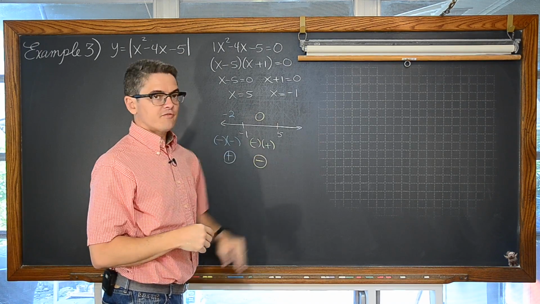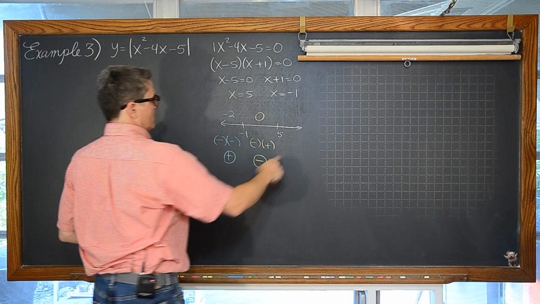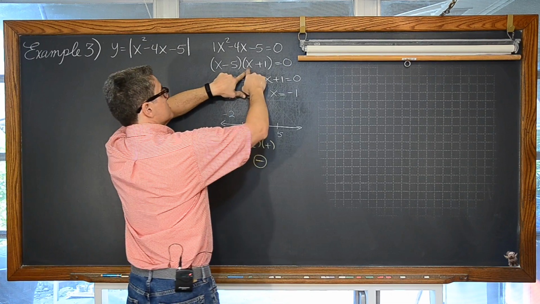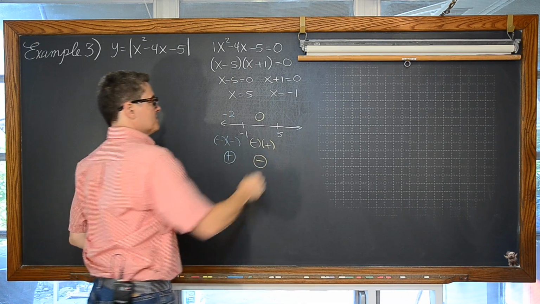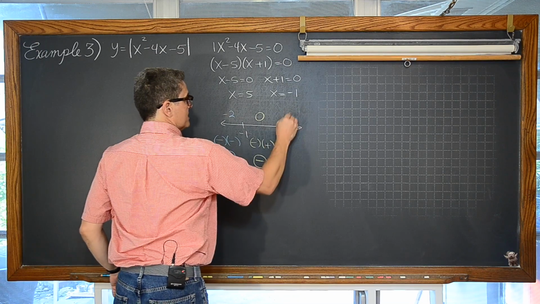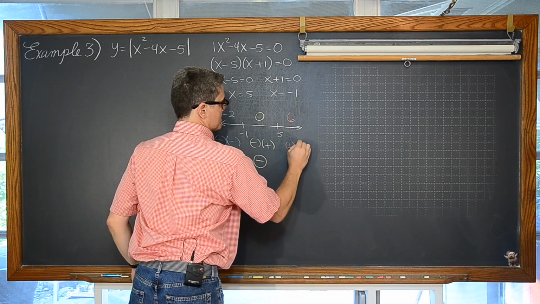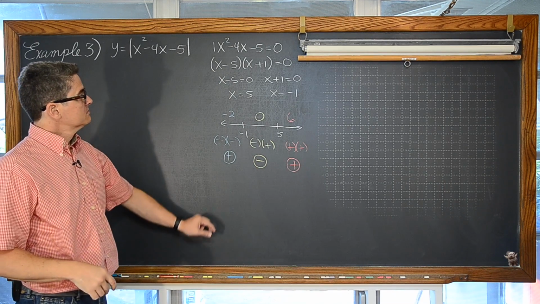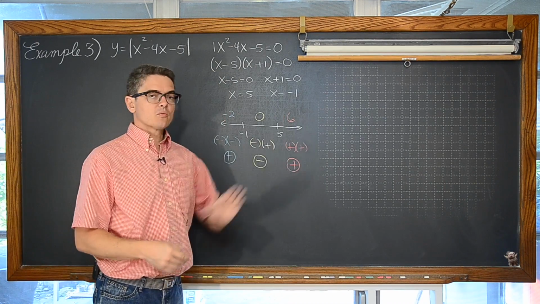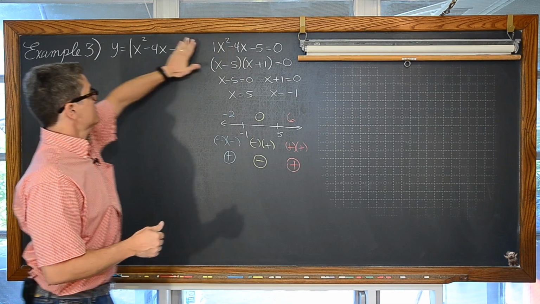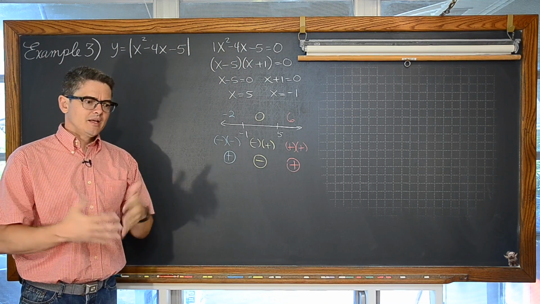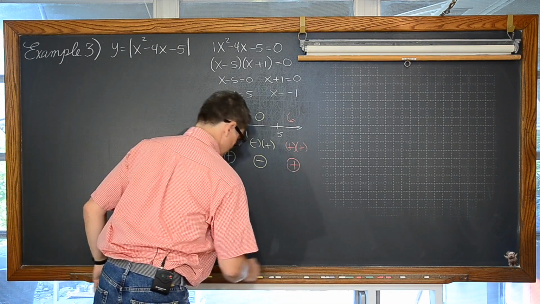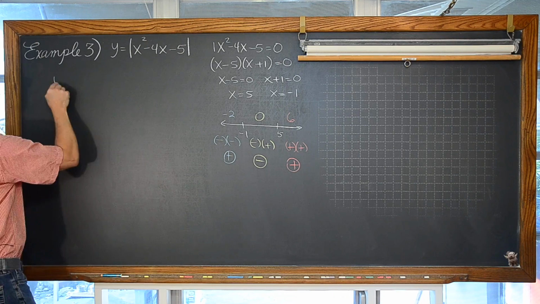Now to the other side of 5, we have, well, let's say 6. 6 minus 5 is 1, or positive. 6 plus 1 is also positive. So testing that 6, we have a positive times a positive. So for x values to the right or greater than 5, we're just going to drop these absolute value signs, just as if they weren't there. So now that we have these intervals set up, we're going to write out our piecewise function.